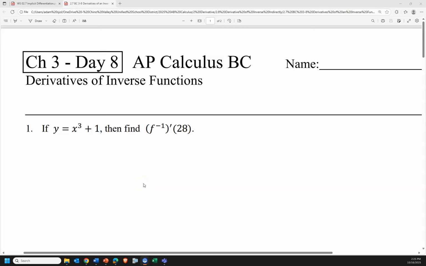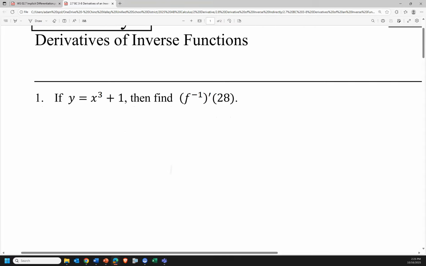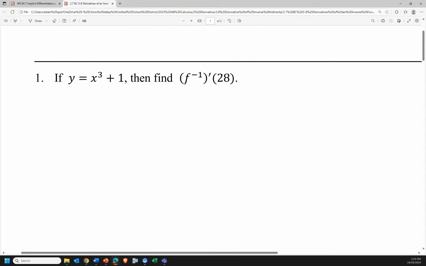I was helping a student before school, or at least I was attempting to, and it didn't work out. So I thought I'd do a few more derivatives of inverse functions, and maybe that would help.